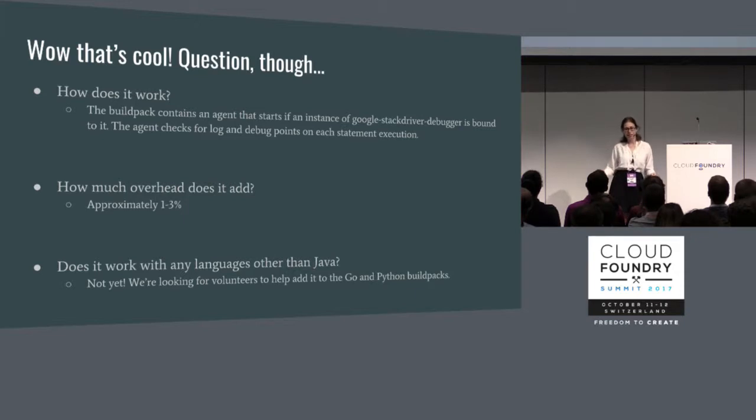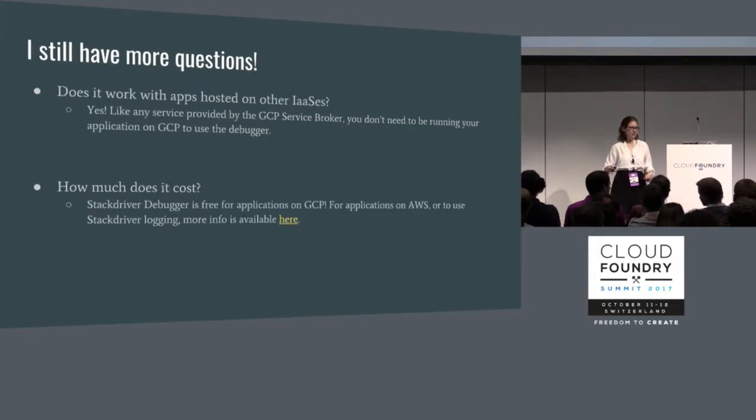It is not available currently with any languages other than Java. We are actively looking for help adding this to the Python and Go build packs. But it does work on other IaaSes. So if your application's running on AWS, that's fine. Like any other service provided through the service broker, it's totally cloud agnostic. You can still have your logs and your debug points go into the GCP UI.